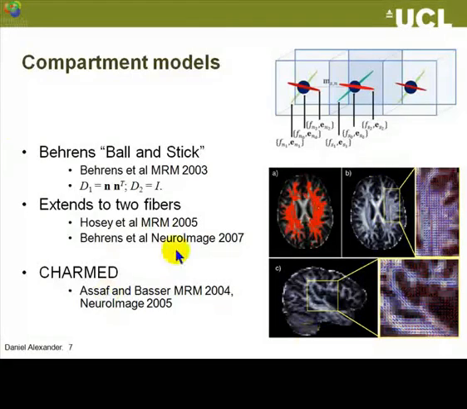And then the CHARMED model is a similar idea, but they use more sophisticated models for the intra- and extracellular water diffusion.